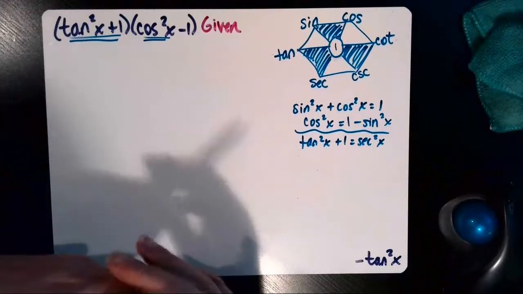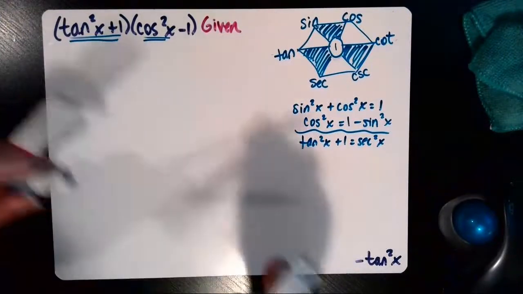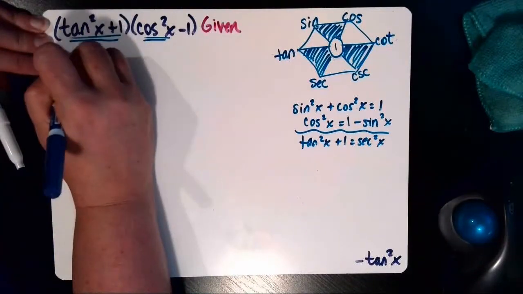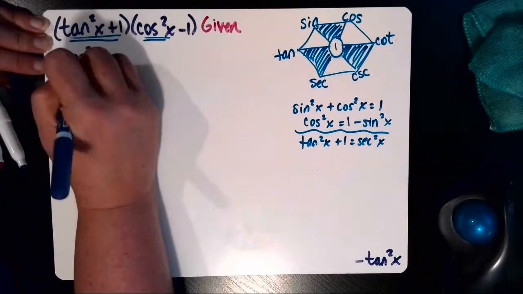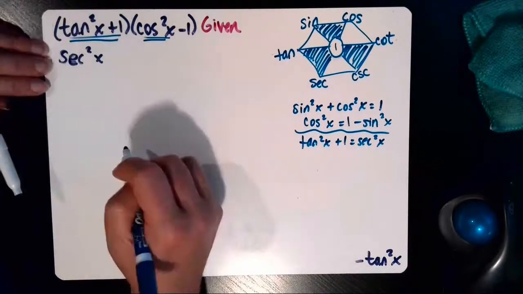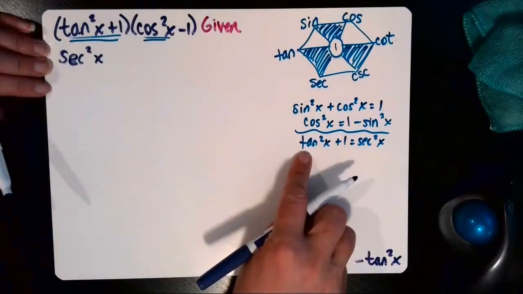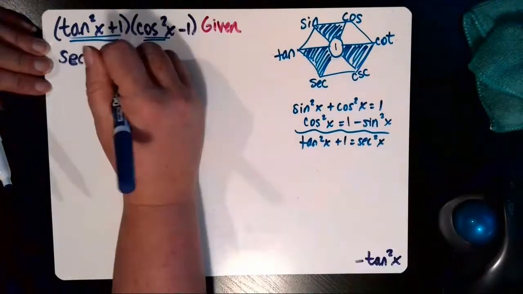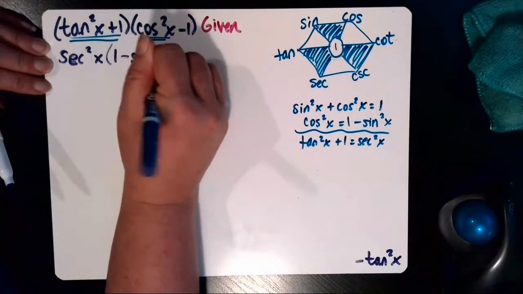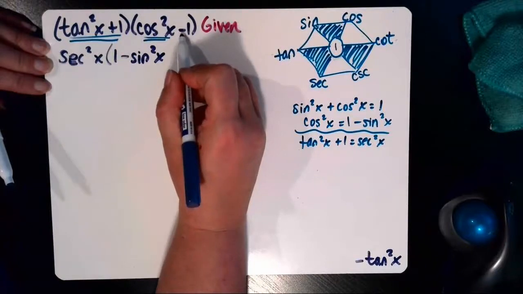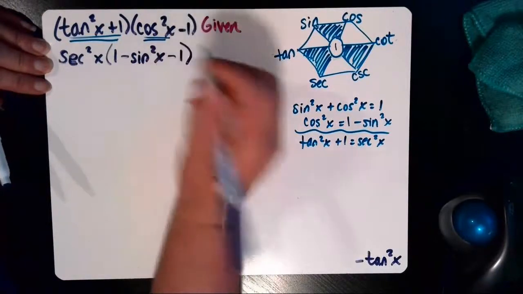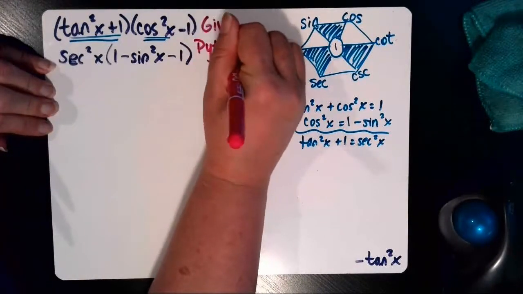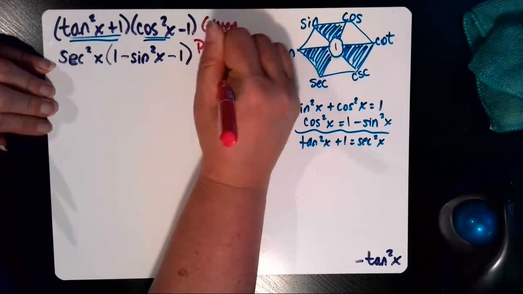So in our next step, we're going to replace that tangent squared x plus 1 with secant squared x using that Pythagorean identity that we just looked at right here. And then this cosine squared x, we're going to replace with 1 minus sine squared x. And then that's also got a minus 1 after it. And our reason for step number 2 is that we applied a Pythagorean identity.